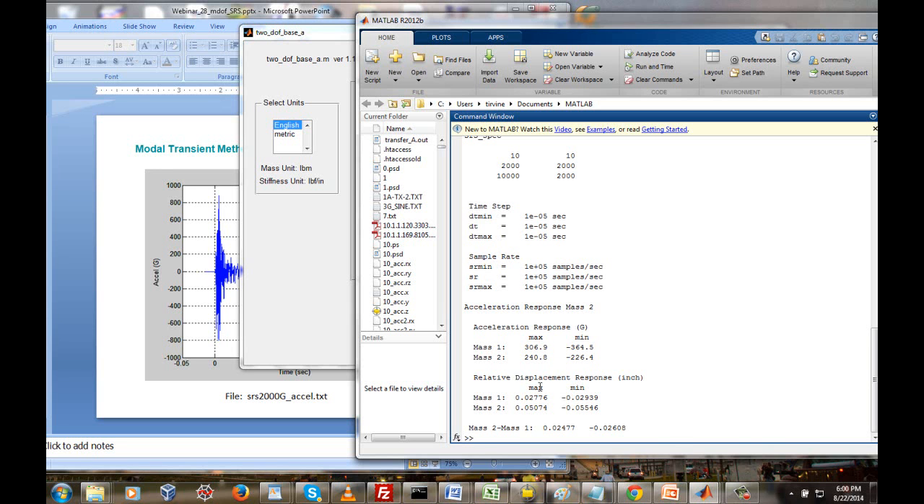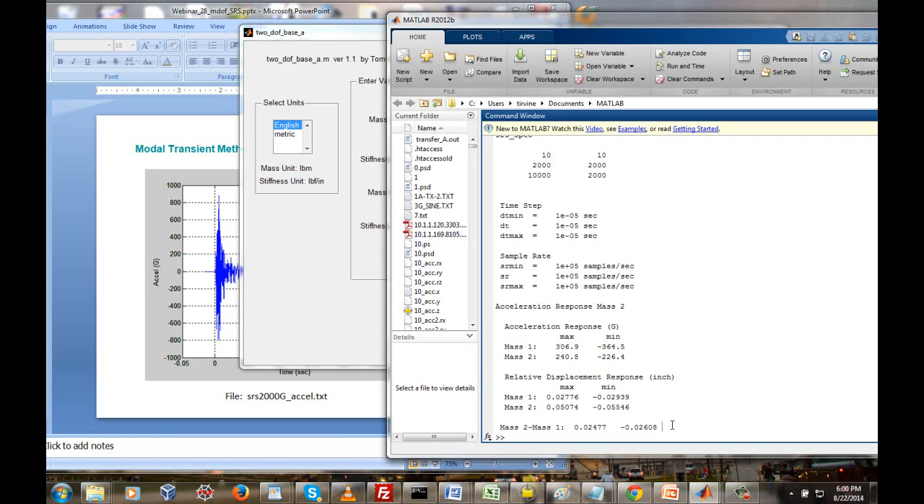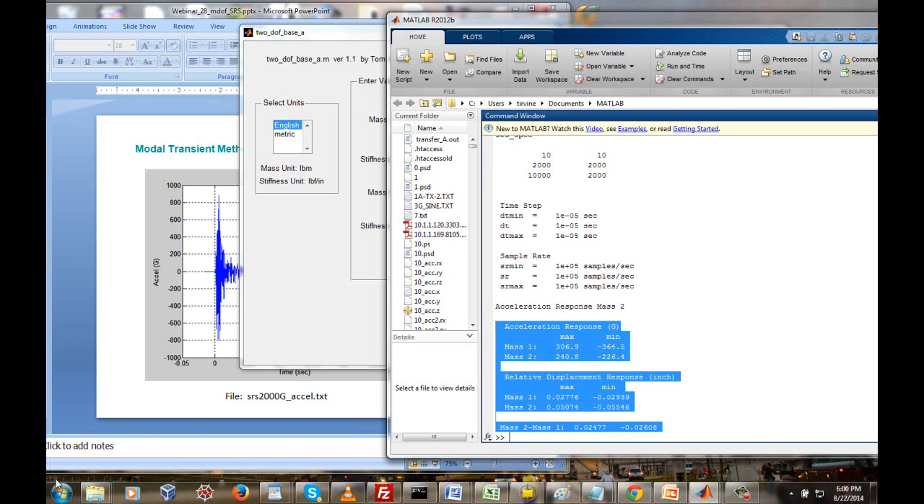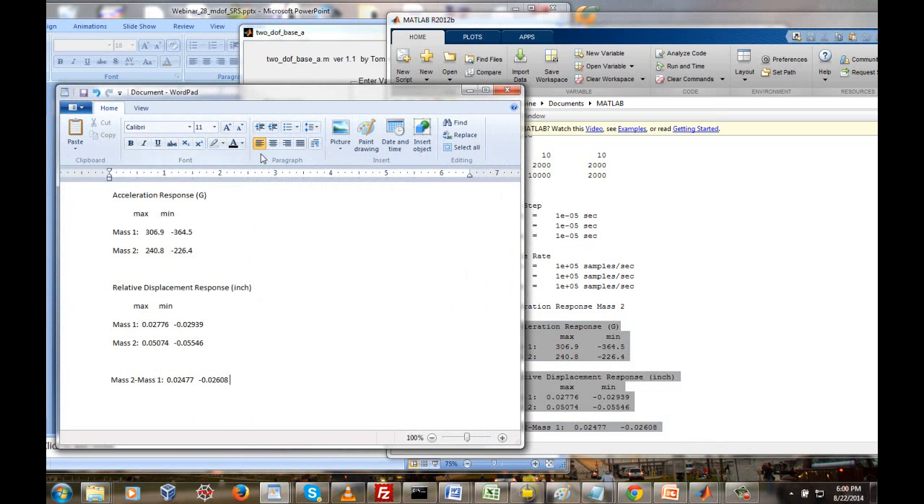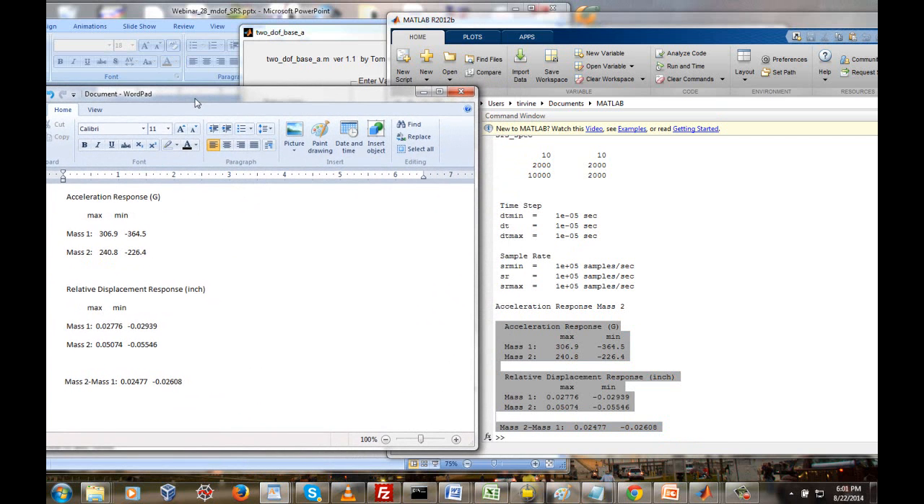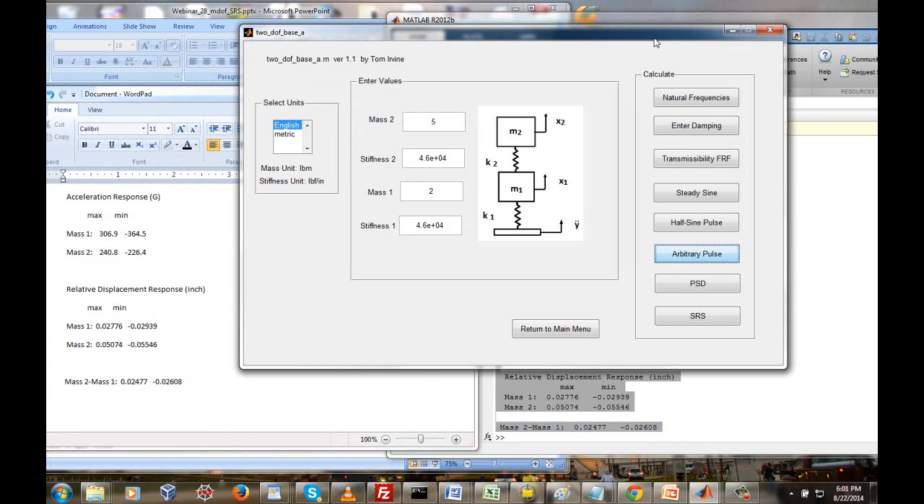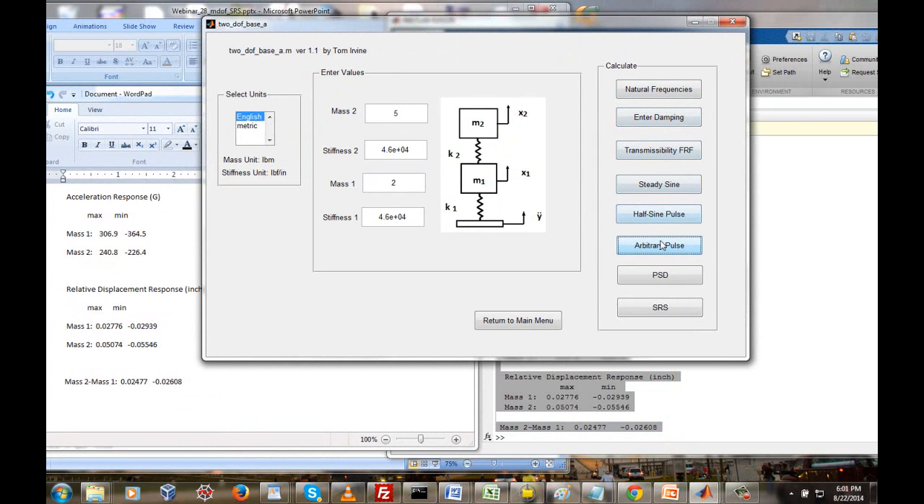And then you can also see the corresponding relative displacements. These two relative displacements are with respect to the base. Then we also have a relative displacement between the two masses, or more properly between the 2 degrees of freedom. So just imagine taking these values here, copying and pasting them into WordPad. Let's just set these aside for now, and we're going to come back to them in a couple of minutes. Okay, the other thing we can do here is this SRS approximation method.